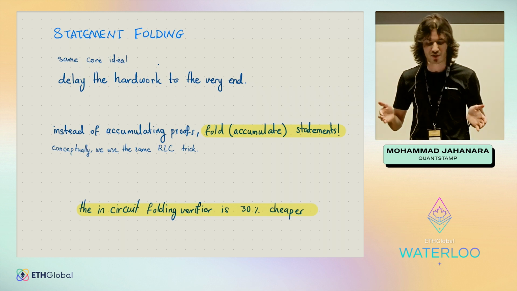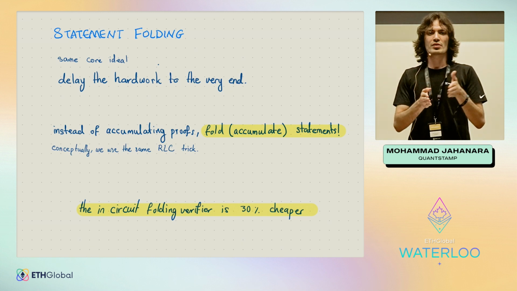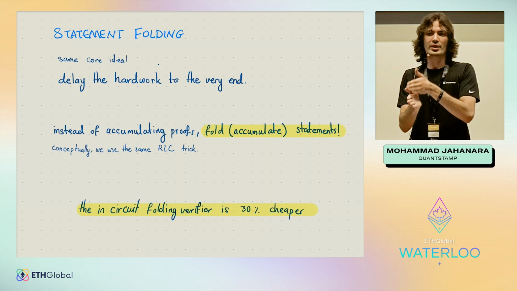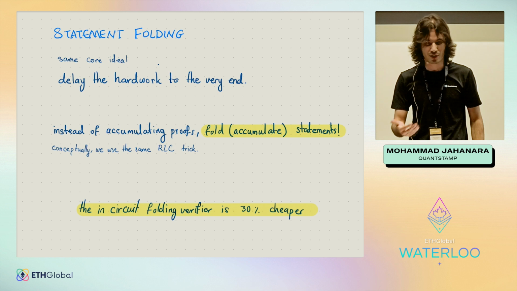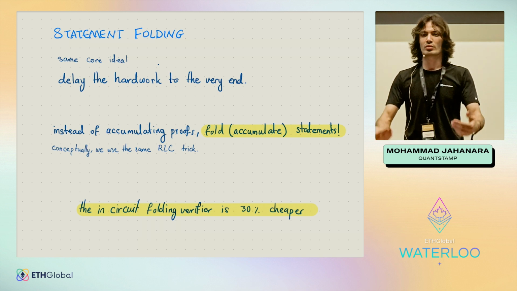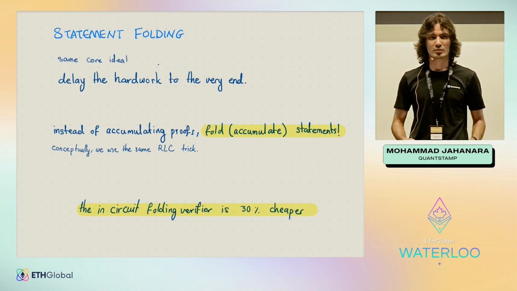So the core idea is very similar. We want to delay the hard work as much as possible, but because we do it a bit earlier in the life cycle of the proofs, we get to do more saving. And this is very new. These ideas came out maybe mid 2022. So this is very new.